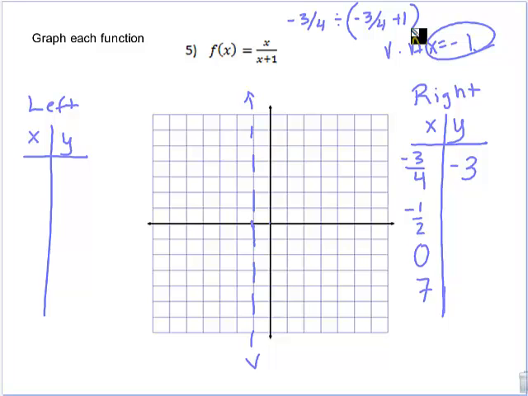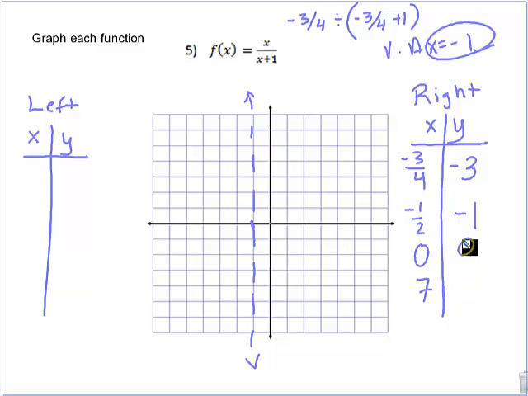You got negative 3 this time? We're going to get it. Okay, so now let's plug in negative 1/2 and see what you get. Yeah, you get negative 1. Plug in 0. What do you get? Think about it. 0.